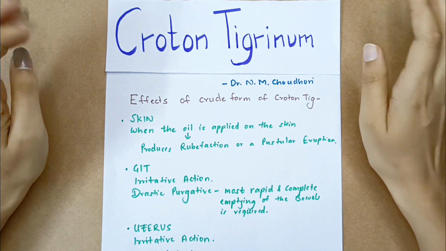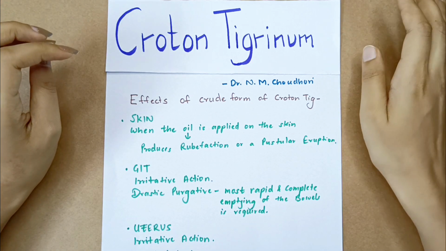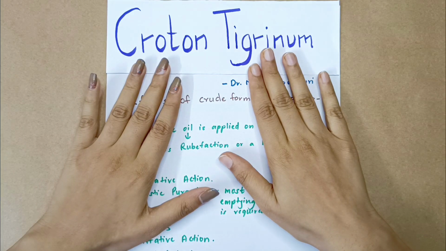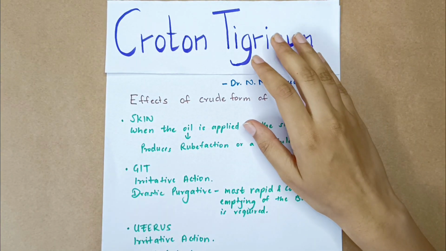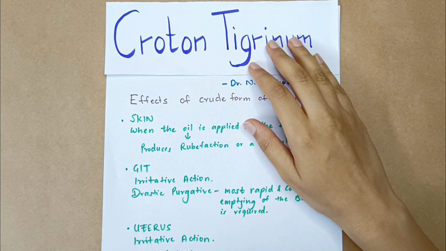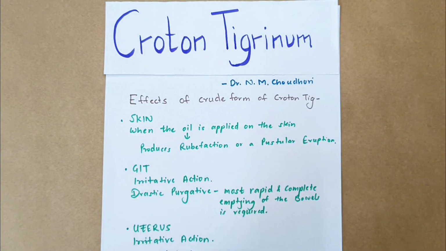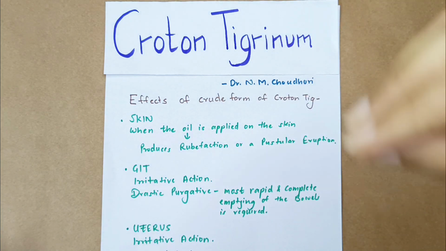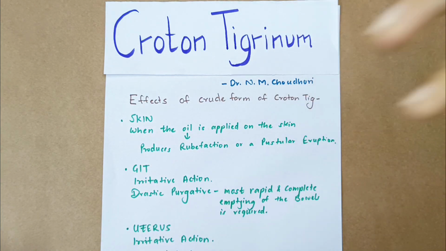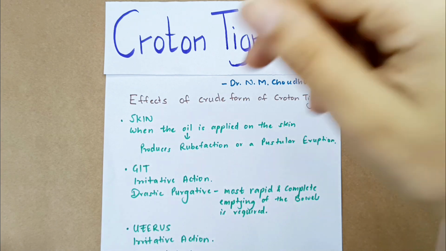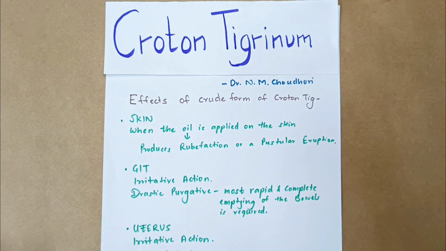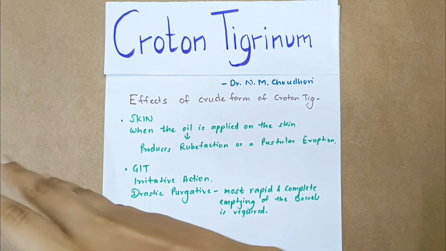Today we are going to learn about Croton Tig from Dr. N.M. Choudhuri's Materia Medica. So Croton Tig actually is a fruit, which has a three seeded capsule. The seed actually has a lot of poisoning effects also. It is used in poisoning fish in Java, and it grows largely in India, and it is also exported from Bombay and Cochin every year.